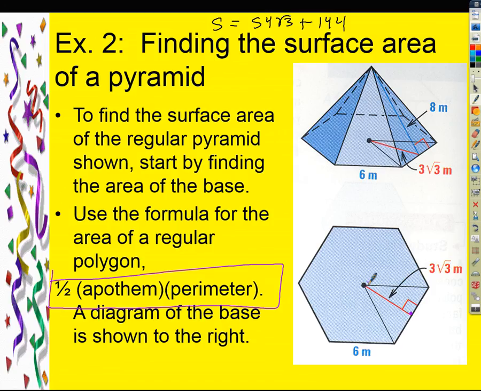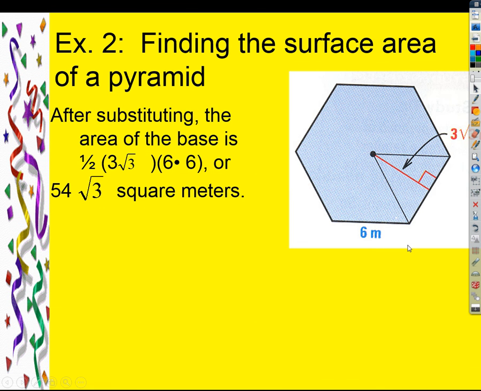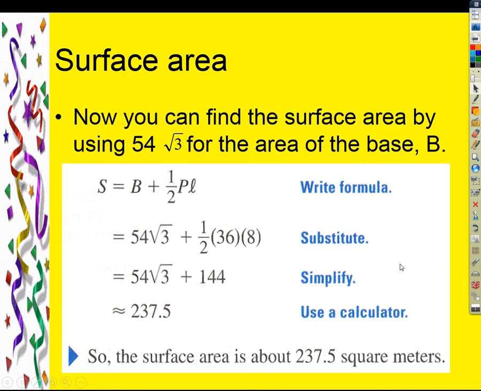Although if that was given to you, wouldn't it have been pretty easy to find the area of the base just by adding up triangles? The hardest part of that whole process was finding that distance anyway, right? So it's not that big of a thing. Okay? There's a lot of good geometry. Okay, so there was our answer: 54 radical 3 plus 144, roughly 237.5.